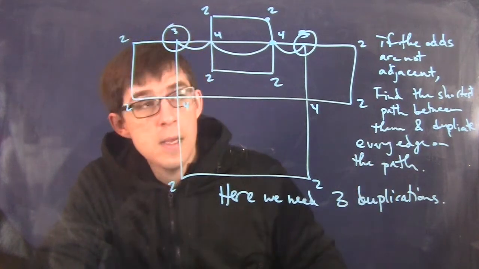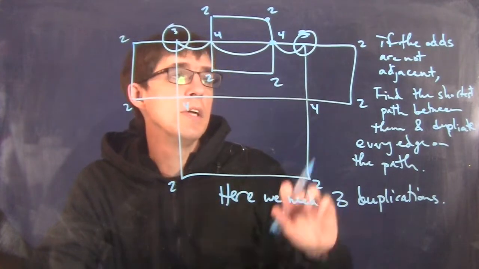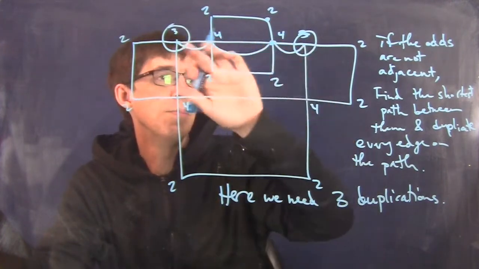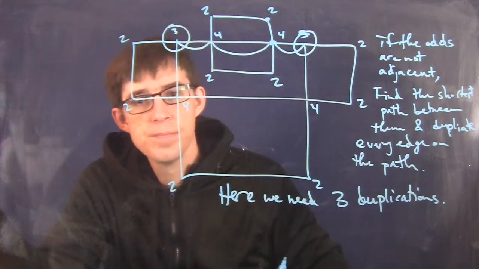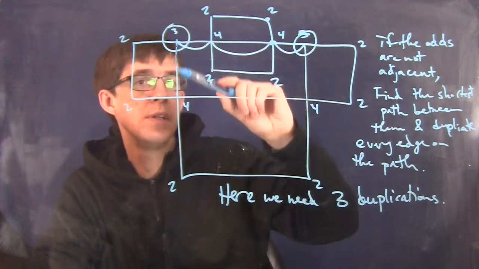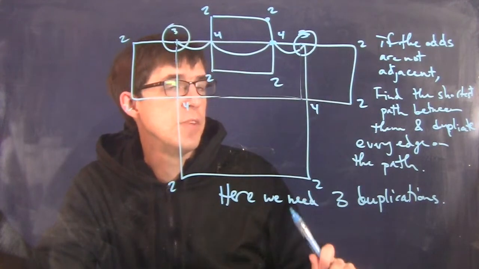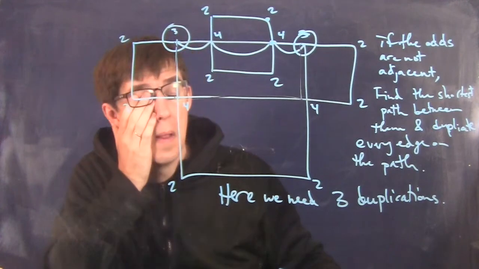Alright? Because I had to duplicate those 3 edges. And there is no path between those 2 points which has fewer than 3 edges on it. Alright? Actually, you could have also done down, across, and up. That's also 3 edges. But you can't do it with only 2.